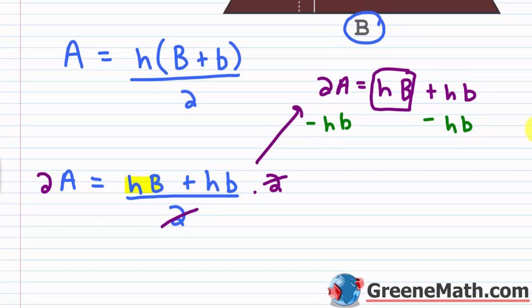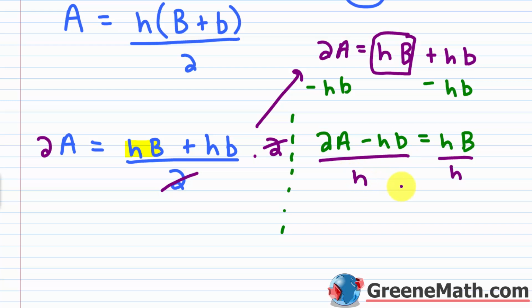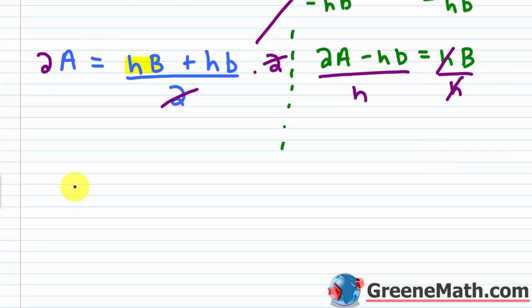And so let me scroll down and get some room going. I'm going to have 2a minus H times lowercase b is equal to H times uppercase b. So to get uppercase b by itself, I'm just going to divide both sides of the equation by H, and this would cancel. So let me write my answer over here so it's out of the way. I have uppercase b is equal to 2a minus H times lowercase b, over H. Okay, so that's just solving this for uppercase b.